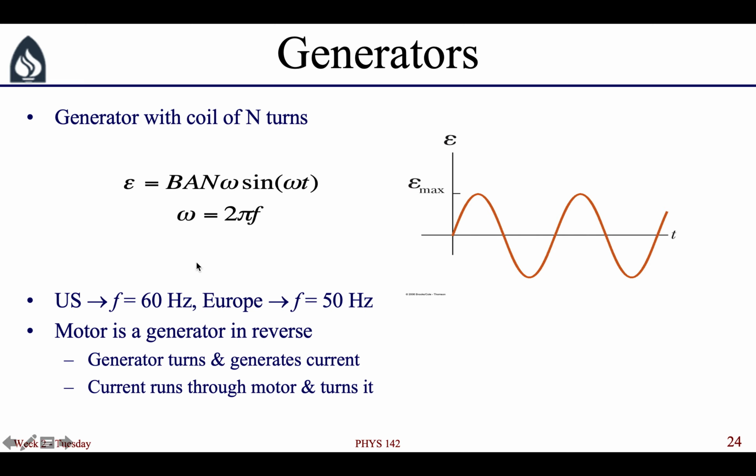So generators naturally put out AC current. Now in the US this frequency is 60 Hertz. Europe made a different choice, and the frequency that they have in their power grid is 50 Hertz.